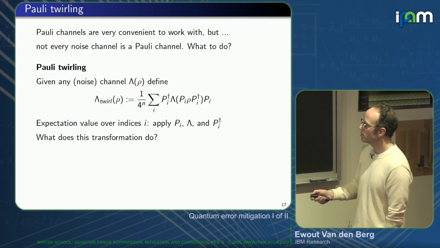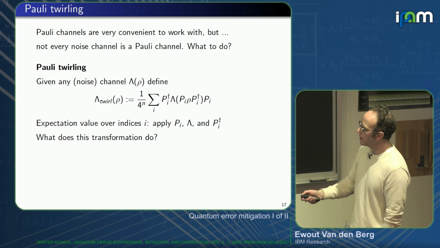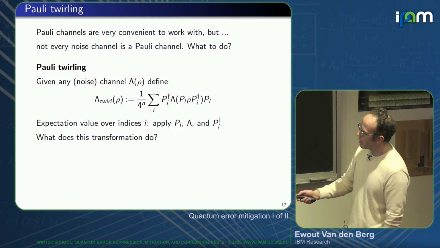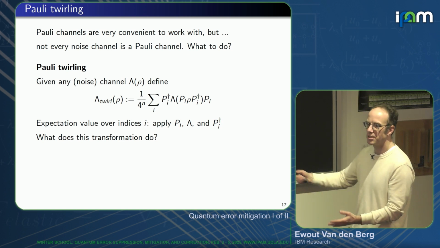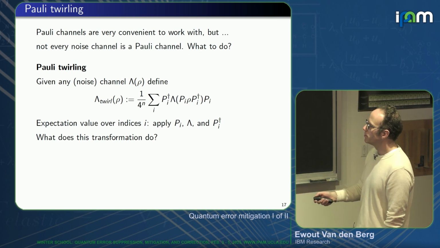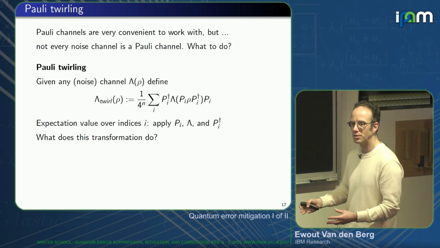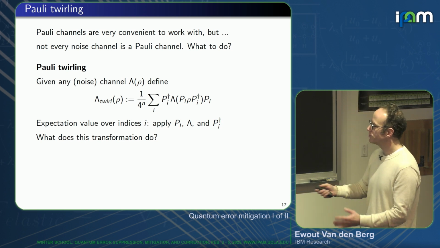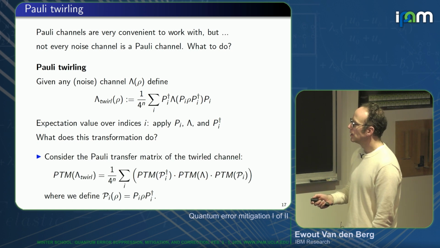So given some noise channel, you define the twirled noise channel as the average over all Paulis P_i of: you first apply the Pauli on the state, then apply the noise channel, and then you apply the conjugate, which is just the same, so you apply the Pauli again. And it's just the expectation value of this, as a full operator.